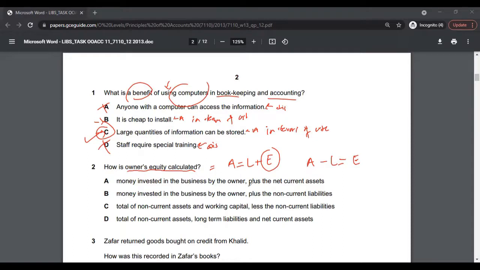Money invested in the business by the owner plus the net current assets, no. Money invested in the business by the owner plus the non-current liabilities, no, this is incorrect. Total non-current assets, which is okay, and working capital, which is current assets minus current liabilities. So total non-current assets plus current assets minus current liabilities, less the non-current liabilities. Yes, this sounds very right. So the correct answer to multiple choice 2 is option C.